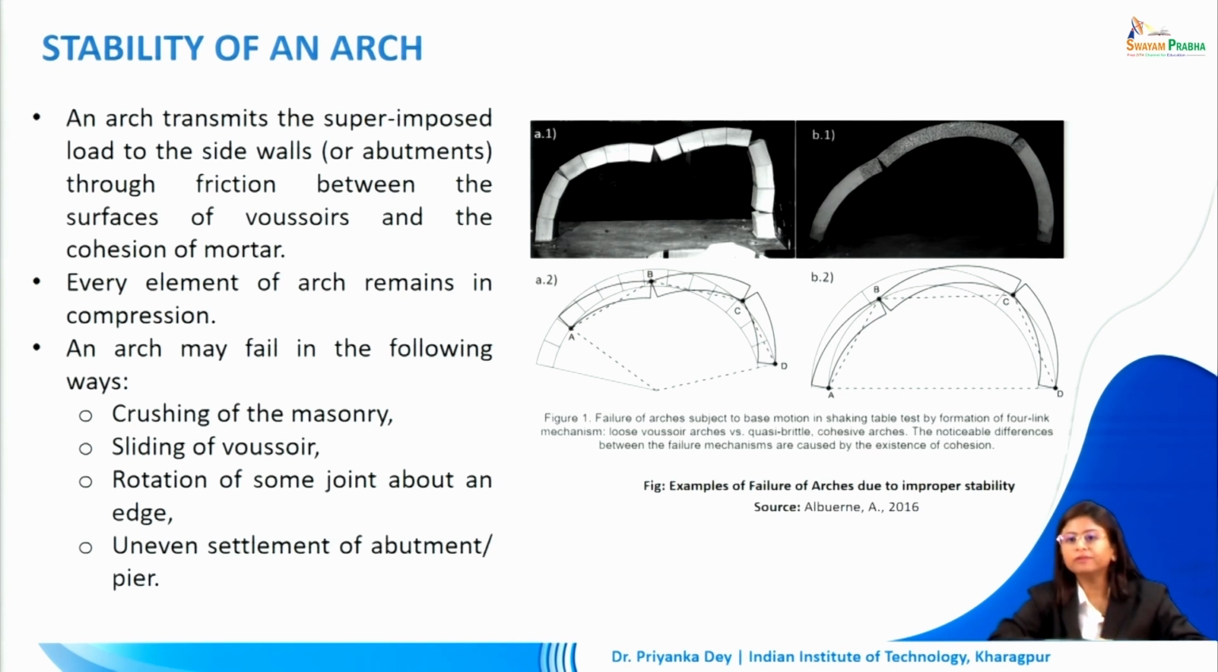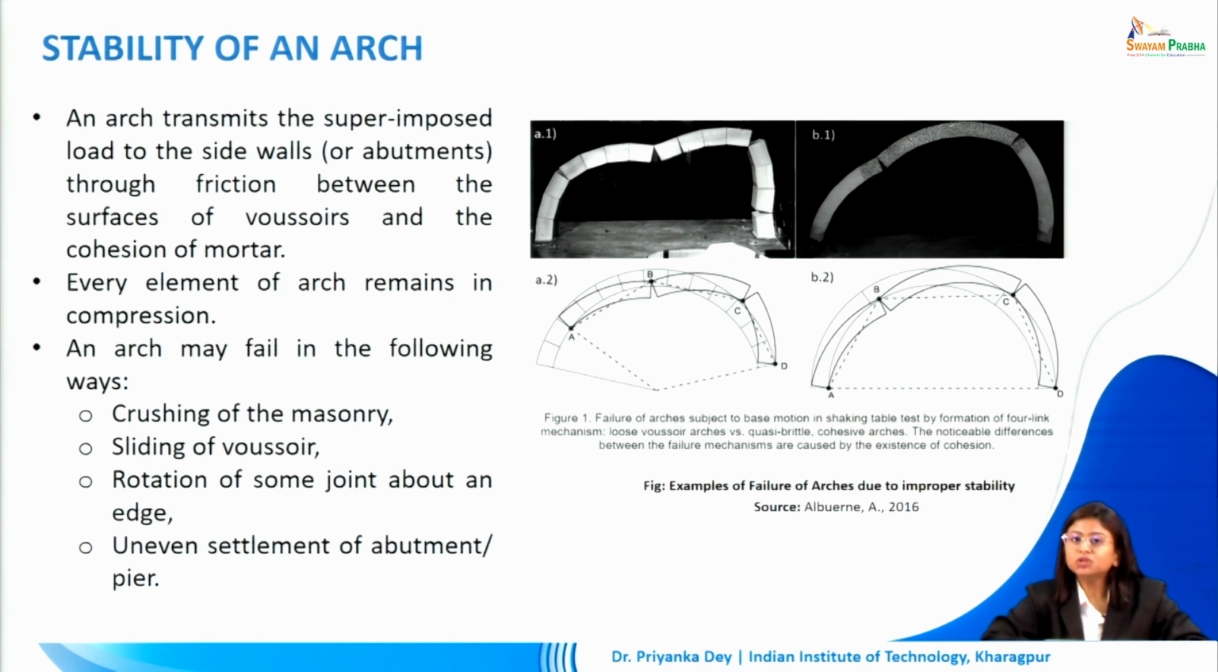What does an arch in fact do? An arch transmits the superimposed load to the side walls or abutments through friction between the surface of the voussoirs and the cohesion of mortar. So, we have different voussoirs placed next to each other, they have bed joints in between. This friction is helping us keep this entire arch together, and with this it is able to take even the superimposed loads placed on top of it.